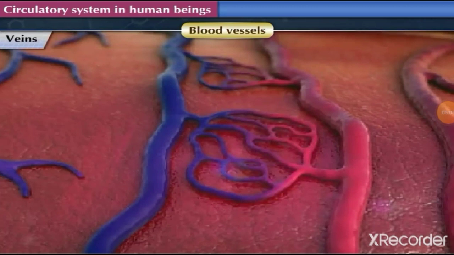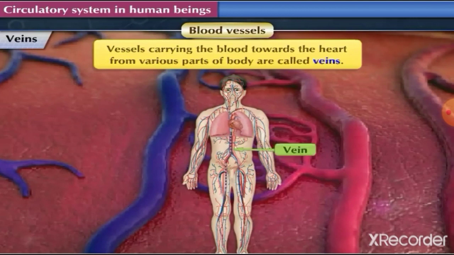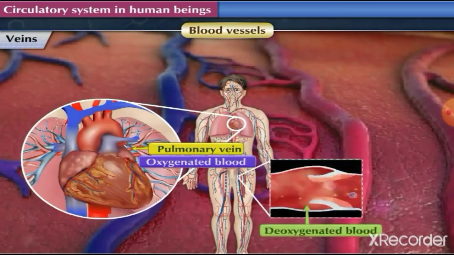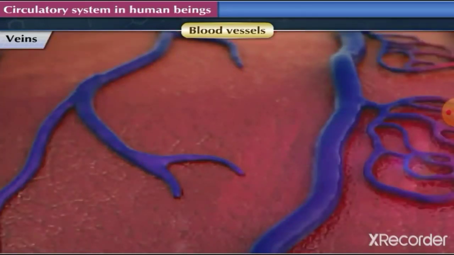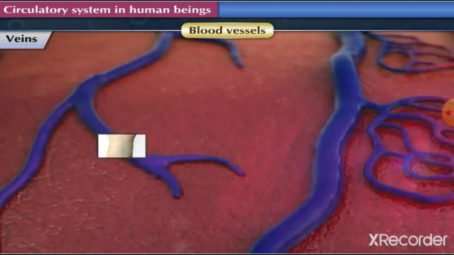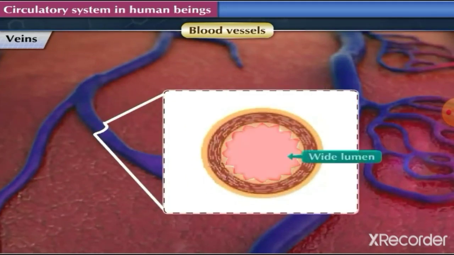Veins. Vessels carrying the blood towards the heart from various parts of body are called veins. All veins, except the one carrying blood from lungs, transport deoxygenated blood. Most of the veins are superficially situated in the body, just beneath the skin. These blood vessels have a thin muscular wall and a wide lumen.